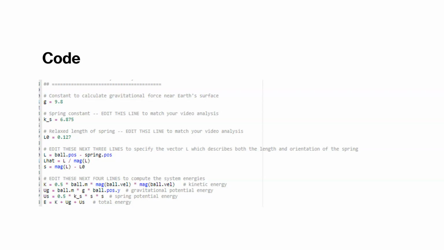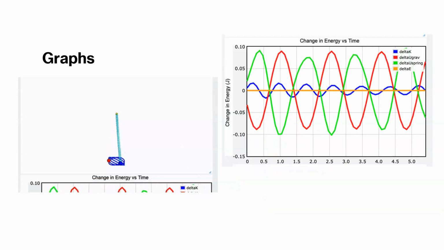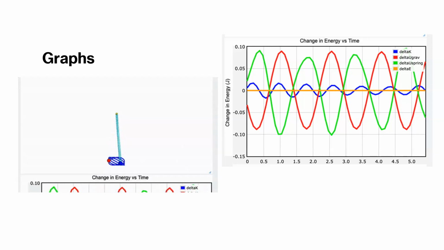So here's the code, some initial conditions, and computing the energies. Here's some more, the rest of the code. So then here's some graphs. This really quick video is the simulation of the oscillation, which looks very similar to what we tracked using Tracker. And here is an energy graph on the right, totaling all the energies. This is important for one of our later questions.